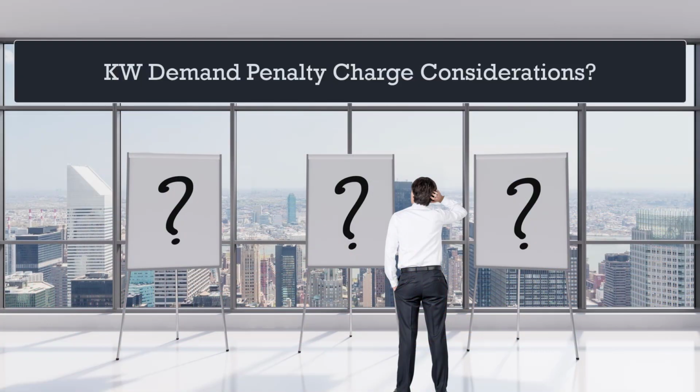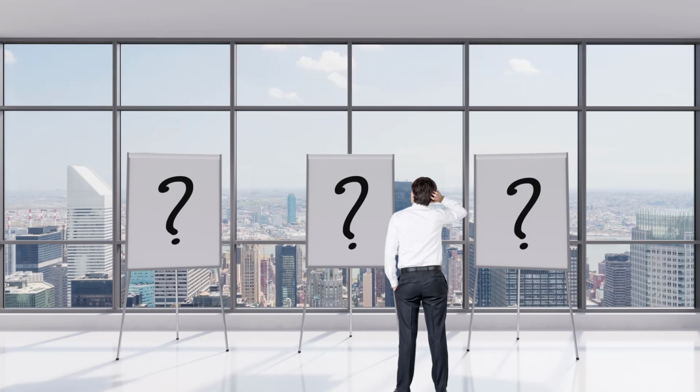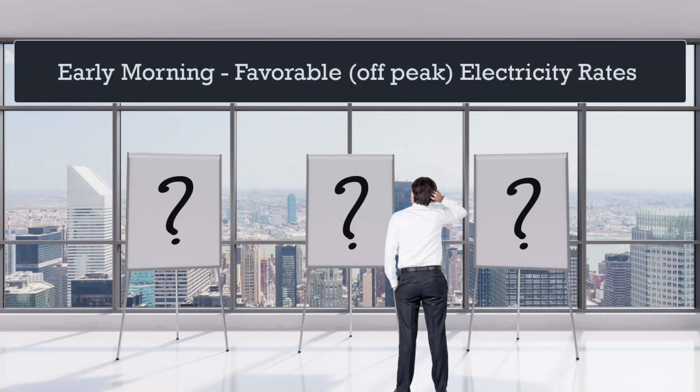What about spikes in HVAC equipment electricity and the utility company's kilowatt demand penalty charge? Wouldn't the kilowatt demand and overall energy consumption be less if we slowly ramped up the HVAC equipment load over an extended period? That's a very good question. The answer is no, because electricity rates are more favorable during early morning hours.